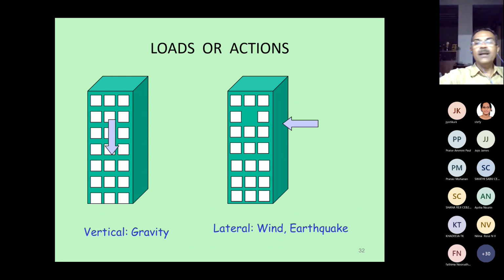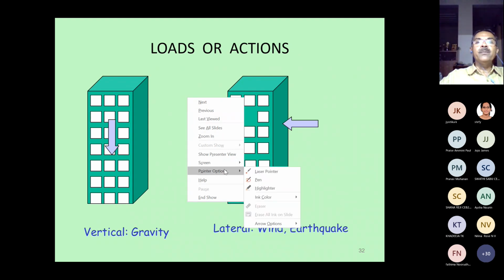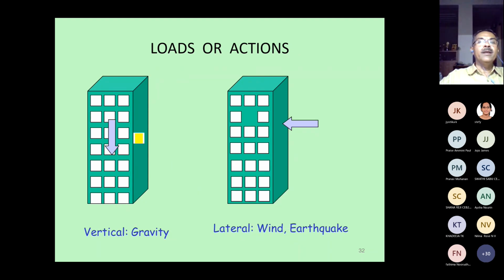Now, if you look at the vertical gravity loading, the vertical gravity loading acts in the vertical direction.